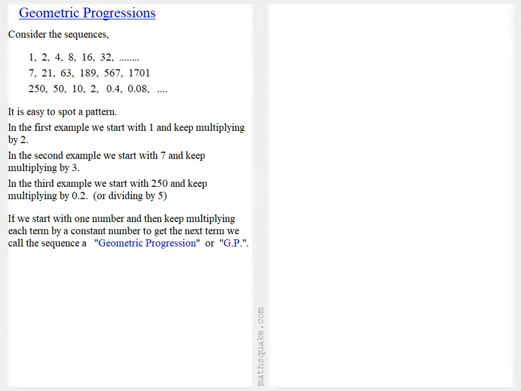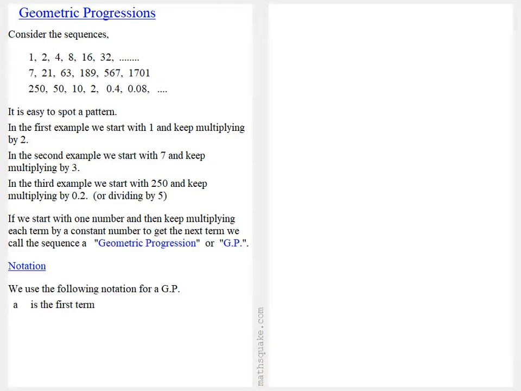If we start with one number and then keep multiplying each term by a constant number to get the next term, we call the sequence a geometric progression or a GP. Now let's introduce some notation. We use the following notation for a GP.